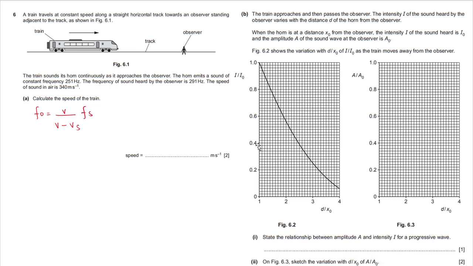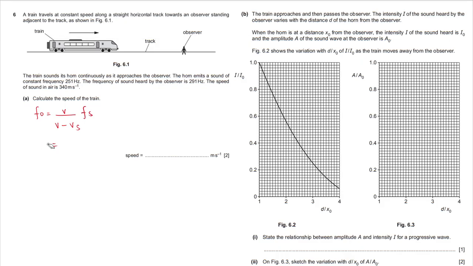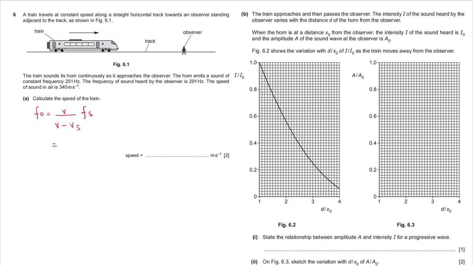So we have to calculate the speed of the train. So let us just calculate the speed of the train, but for that we need to see what is the observer frequency and what is the source frequency.